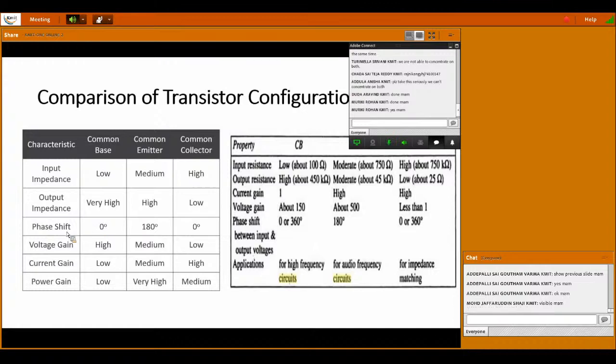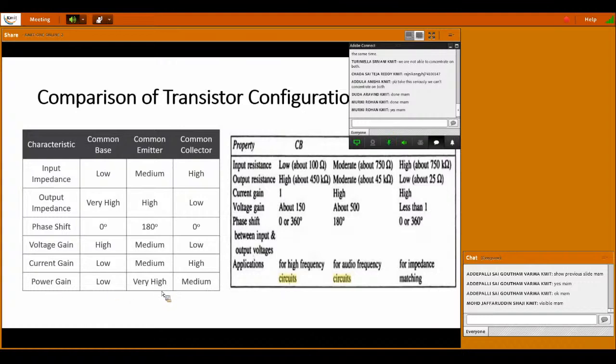Phase shift between input and output: if I apply an AC signal as input in common base, we don't have any phase shift, 0 degrees, whereas in common emitter you have 180 degrees out of phase. So for a positive cycle of input, you get a negative cycle of output, and for a negative cycle of input, you get a positive cycle of output. Like common base, common collector also has a 0 degrees phase shift. Voltage gain is high in common base, low in common collector, and medium in common emitter. Current gain is low in common base, high in common collector, and medium in common emitter. Power gain is very high in common emitter, and in common collector it is in the medium range.